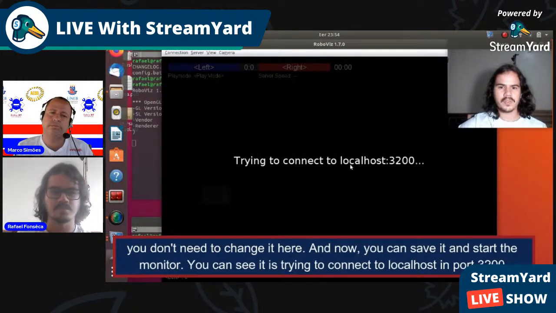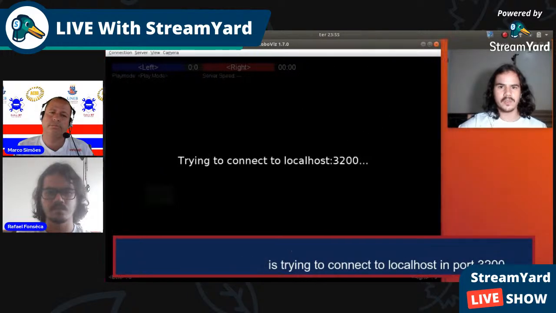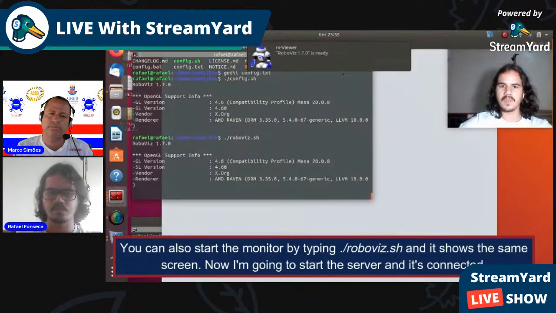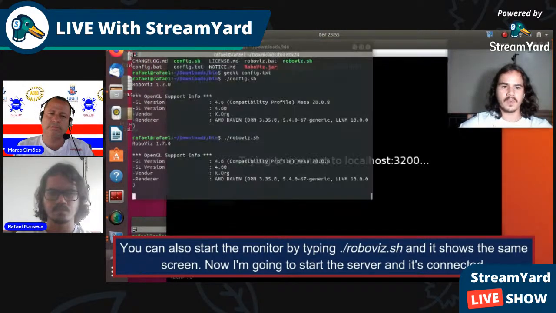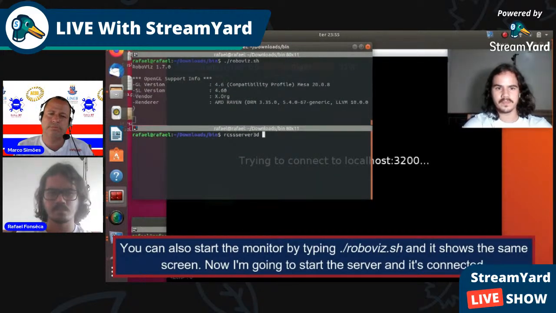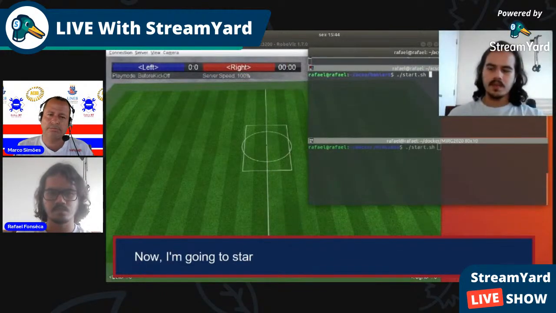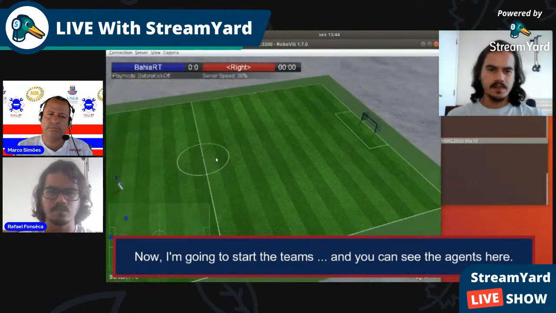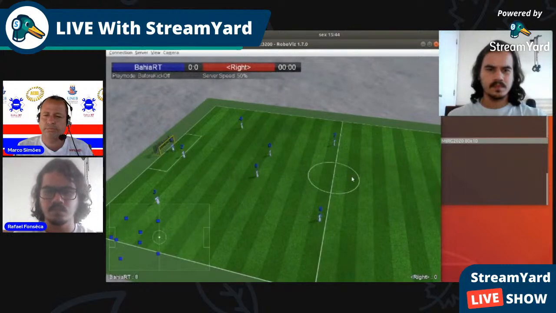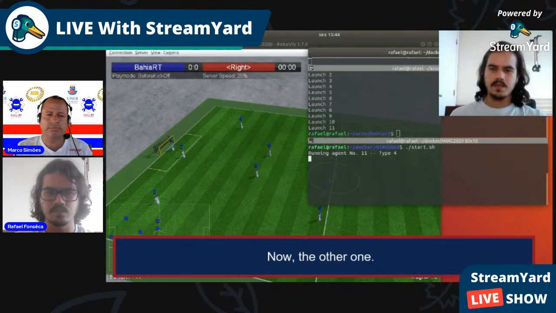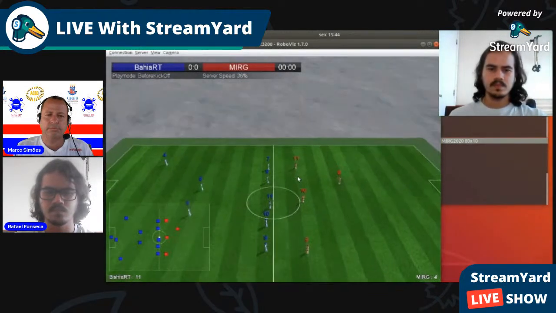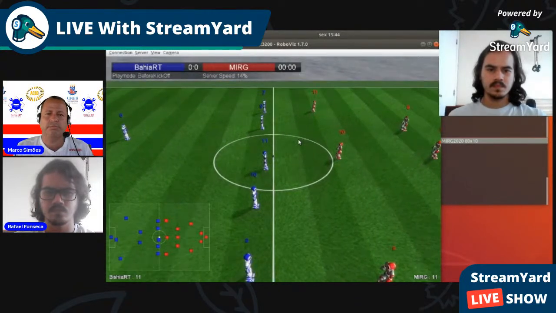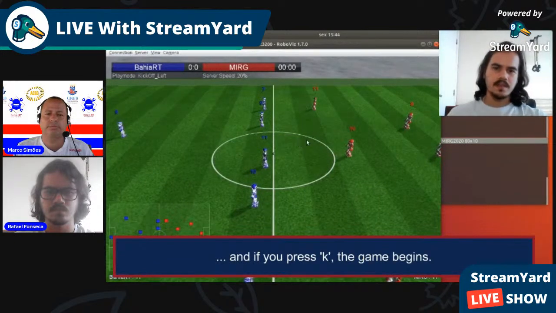And you can see that it's trying to connect to localhost 3200. You can also start the monitor by typing robovis.sh. And it shows the same screen. Now I'm going to start the server, and it's connected. Now I'm going to run the teams, and you can see the agents here. Now the other one. And if you press K, the game begins.